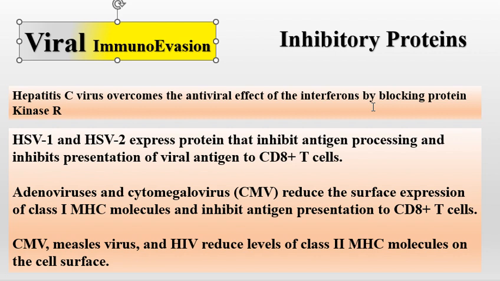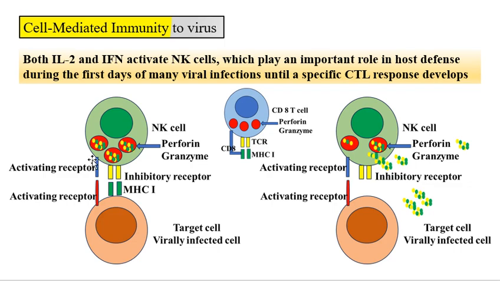Also, herpes virus types 1 and 2 express proteins that inhibit antigen processing and also inhibit presentation. As can be seen here, this is a virally infected cell, for example, so the antigens are presented in association with major histocompatibility class 1. So now it will be recognized that this cell is infected by a virus.